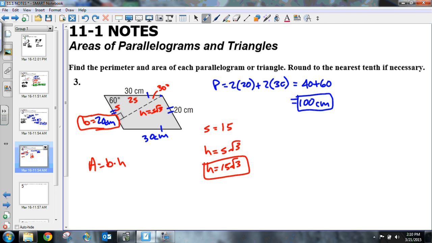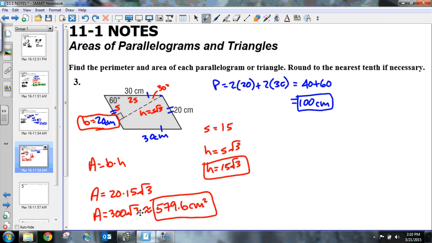Okay, so I have my height and I have my base, and I can plug it into my area formula. So now I have my area is equal to 20 times 15 times the square root of 3. Okay, and 20 times 15 is going to end up giving me 300. So I get 300 times the square root of 3. This is my exact area, but we want to round to the nearest tenth. So we get an approximate area of, what is this? 579.6, and that's centimeters squared. Okay, that's what I got.